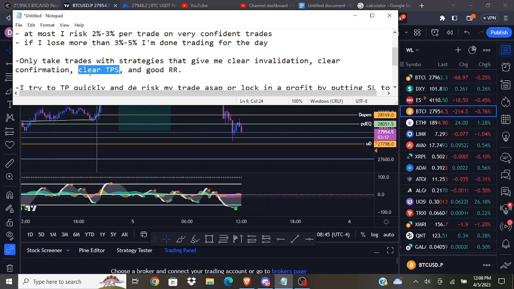Another thing that I must have in mind whenever I take a trade is my take profits. What are my take profits going to be? How am I going to de-risk this trade? And does this trade make sense in terms of risk reward?